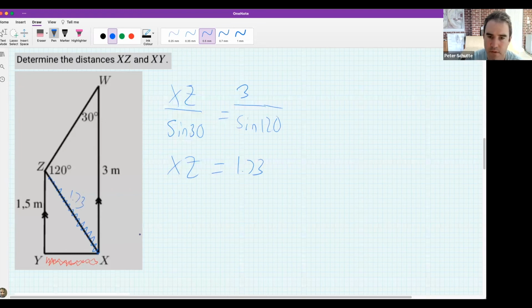Okay. Now, if I know that that's 1.73, how am I going to find xy? Because I'm a bit stuck. I don't have any angles. And xy is all the way at the bottom here. And I need a way to connect.